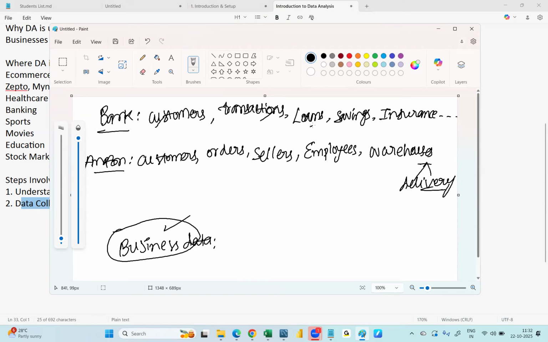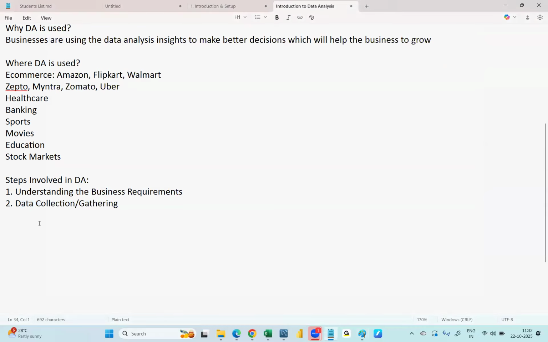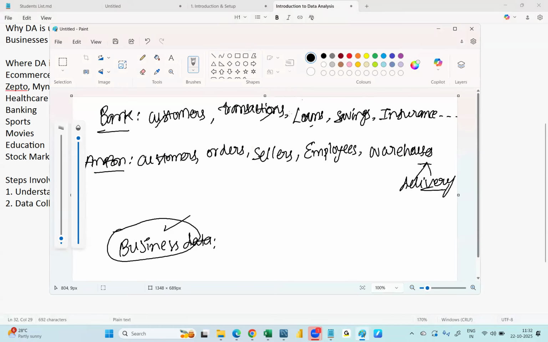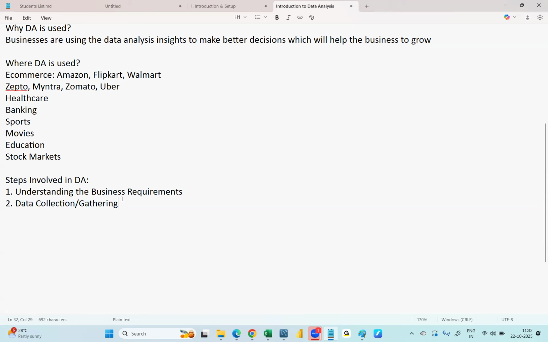Which data do you want among these? You won't take the entire data, right? You won't take entire customers, entire transactions, entire loans. What you need depends on your analysis. Suppose the client has clearly said, please analyze the loans we are providing and give us the insights. Then you need only the loans related data. Selecting that part of the data needed to perform analysis is called data collection or gathering.